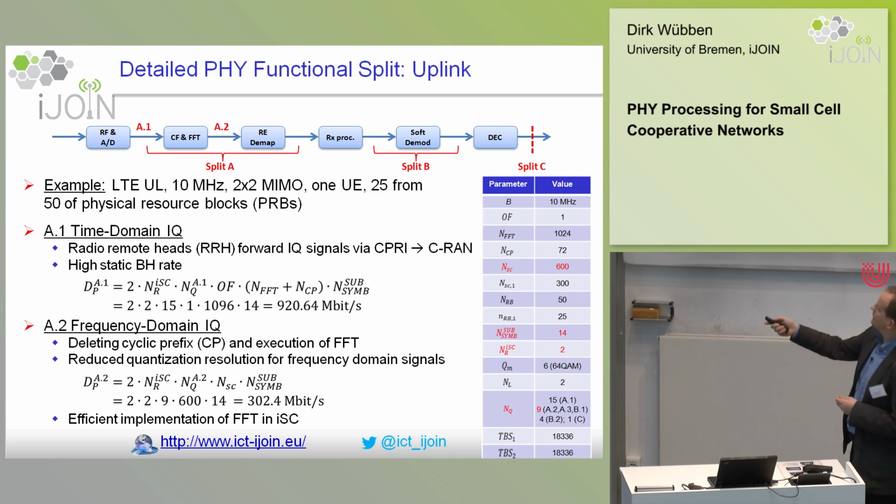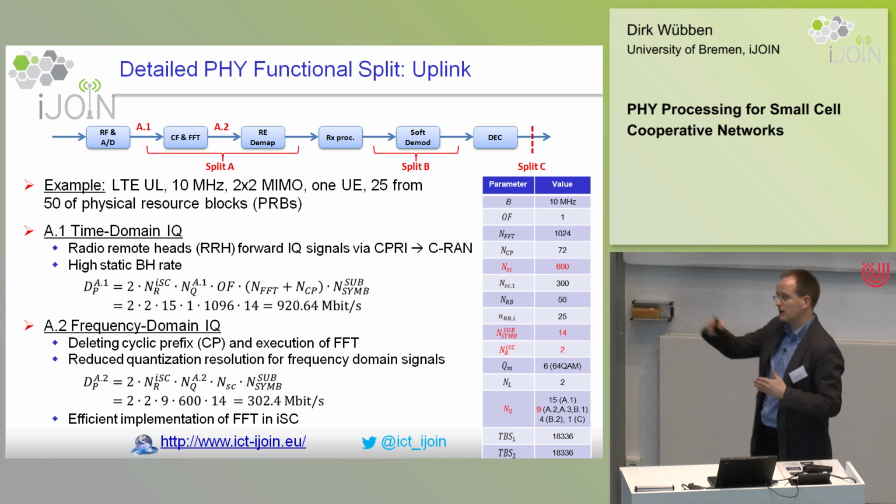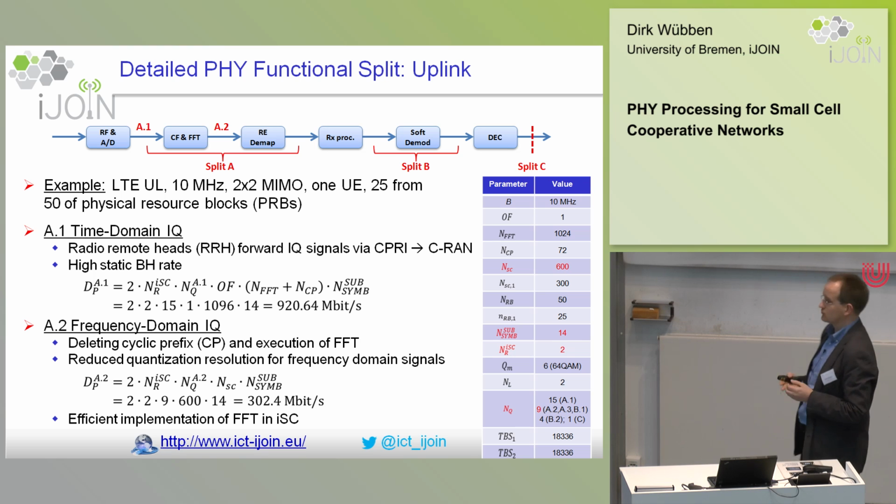We discussed this common LTE uplink scenario, uplink processing chain. I have already talked about the RF conversion, the removing of the cyclic prefix and the FFT, then the resource demapping, the receive processing, some kind of soft demodulation, and some kind of decoding. And basically, these options go back to split option A, split option B, and this is split option C, and everything on the left is processed locally in the ISCs. Everything on the right is processed in the central processing unit called Ranas in iJOIN.